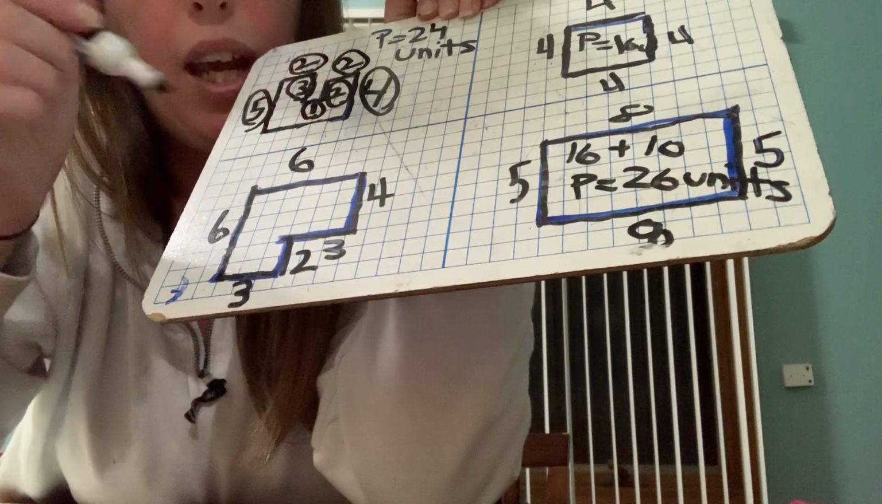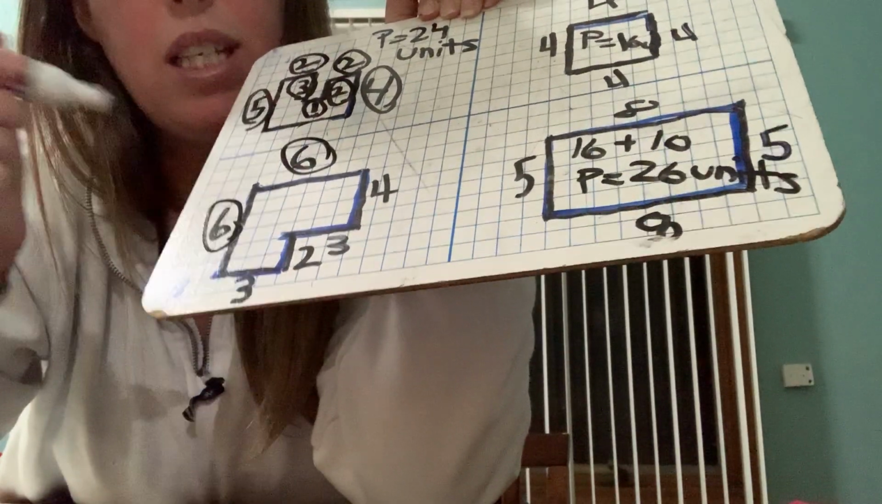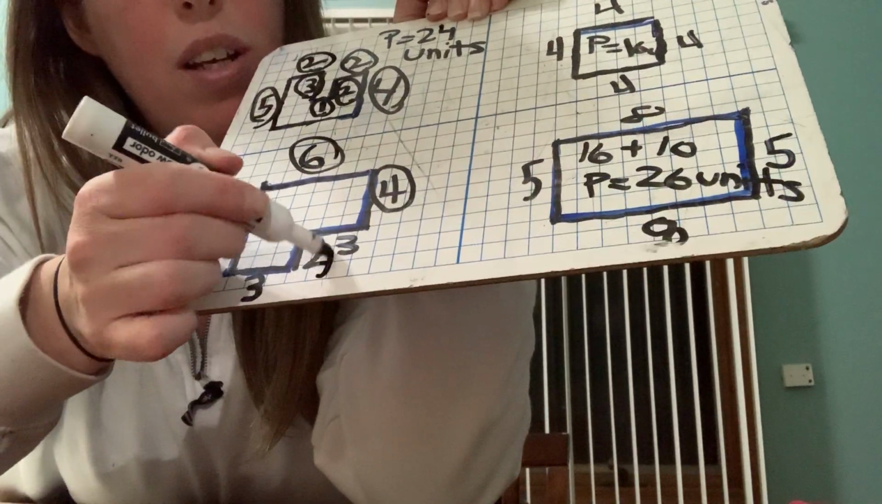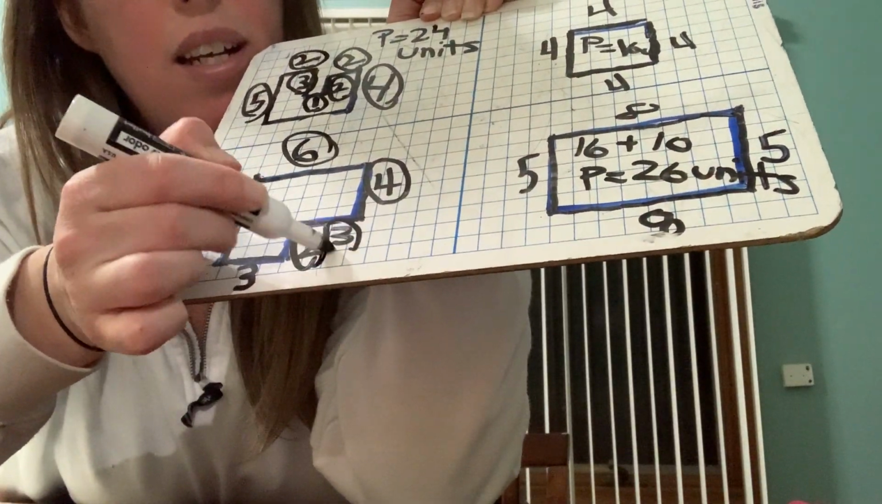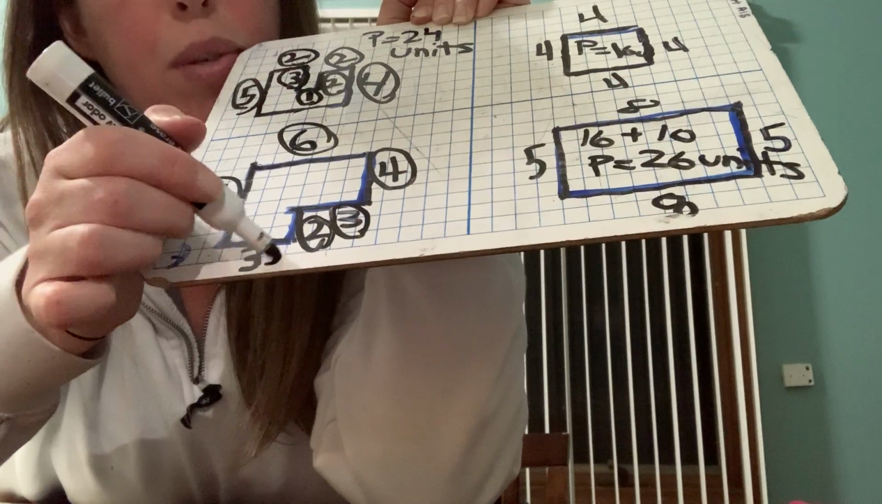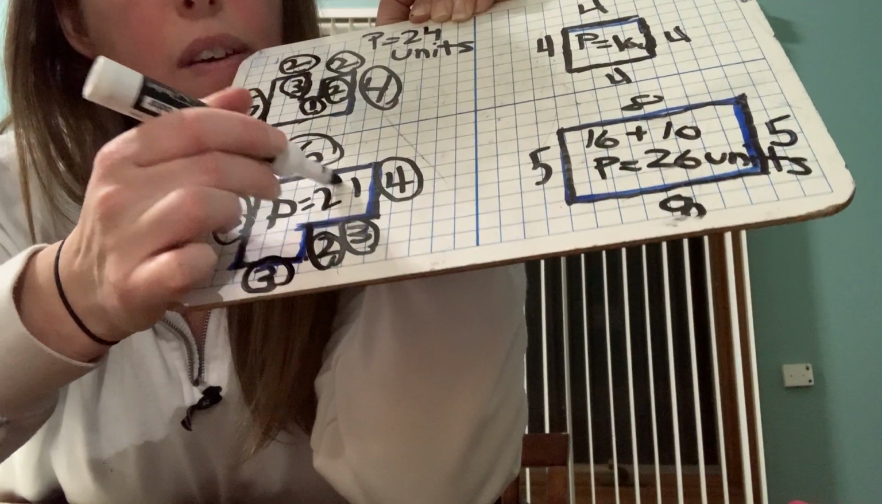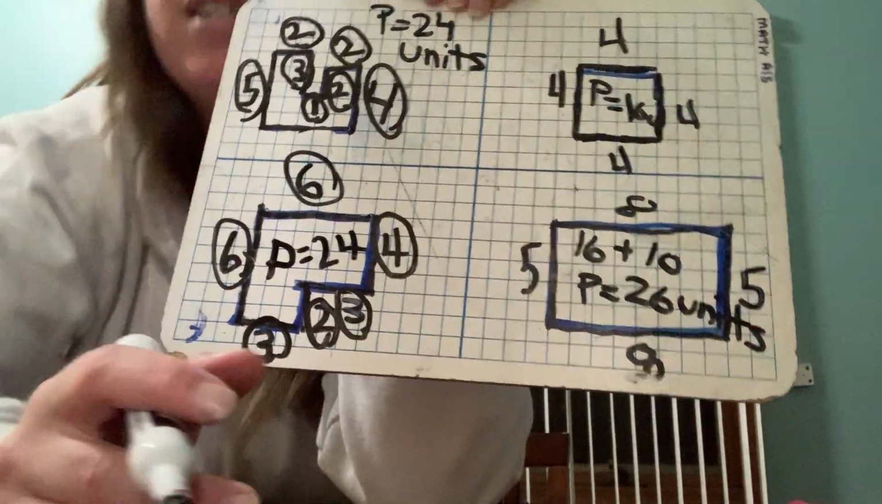Again, I add it up. I like adding doubles first. 6 and 6 is 12. 12 plus 4 is 16. 17, 18. 19, 20, 21, 22, 23, 24. So my perimeter is 24 units.